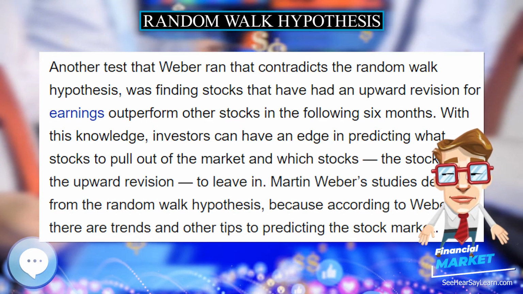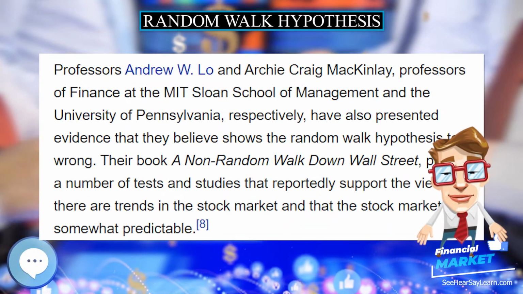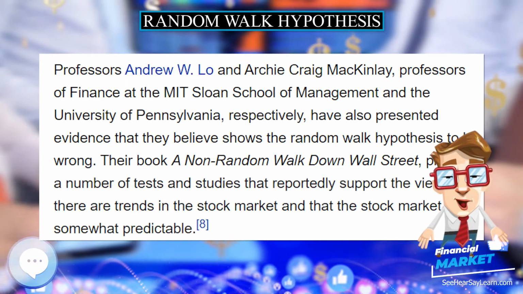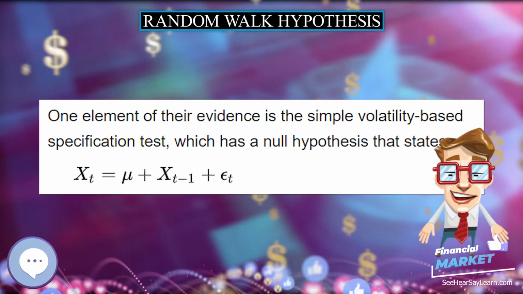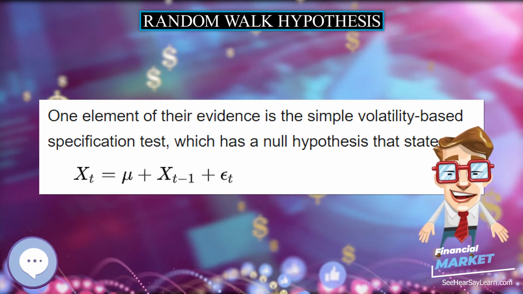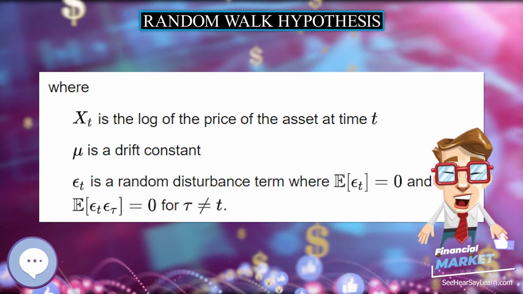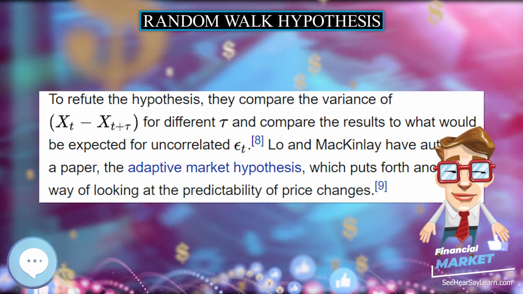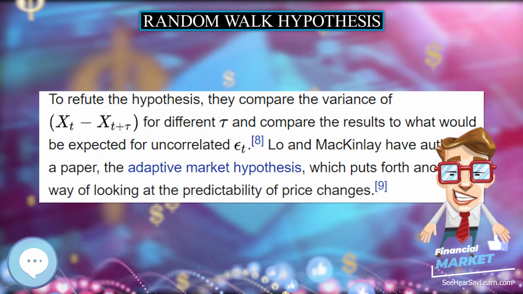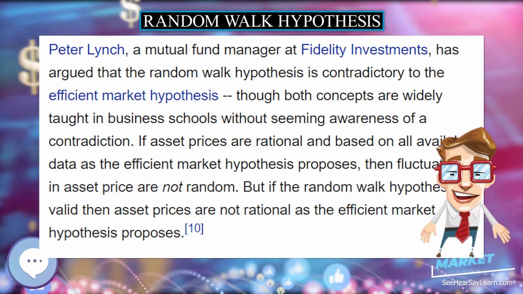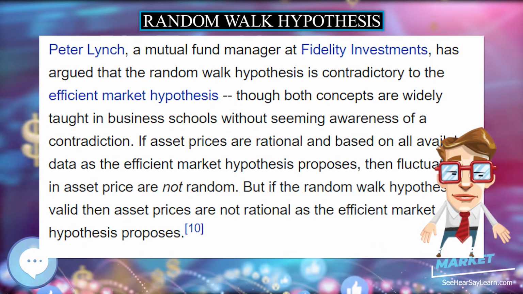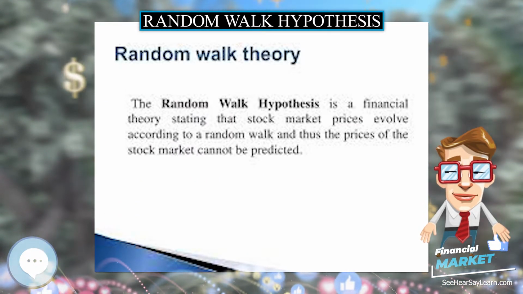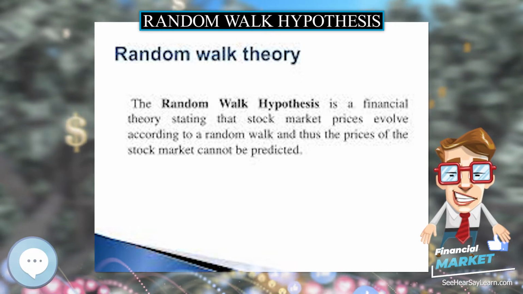The term was popularized by the 1973 book, A Random Walk Down Wall Street, by Burton Malkiel, a professor of economics at Princeton University, and was used earlier in Eugene Fama's 1965 article Random Walks in Stock Market Prices, which was a less technical version of his PhD thesis. The theory that stock prices move randomly was earlier proposed by Maurice Kendall in his 1953 paper, The Analysis of Economic Time Series, Part 1, Prices.